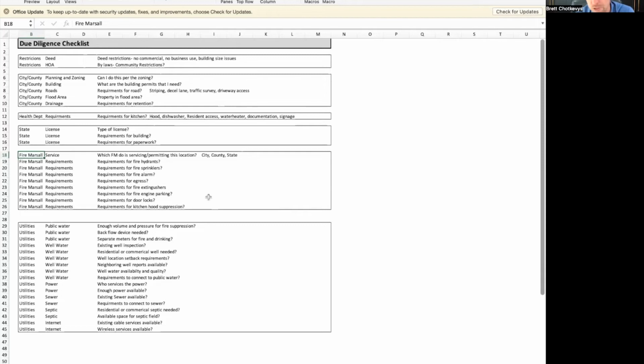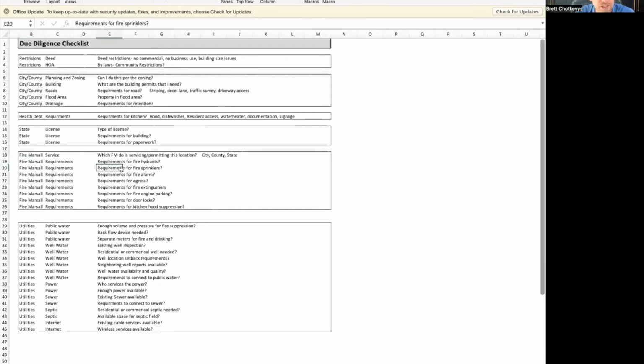The next thing is, once you find out who it is, here's a list of questions that you'll need to talk to them about. So what are the requirements for fire hydrants, right? Is it like 500 feet? You have to be within 500 feet of a fire hydrant, or maybe you're out more in the country and there are no fire hydrants, right? There's just some places where everyone's on well and there's no fire hydrants. Are they okay with that? Or do you have to put in private fire hydrants and have a big tank and pump that feeds those?